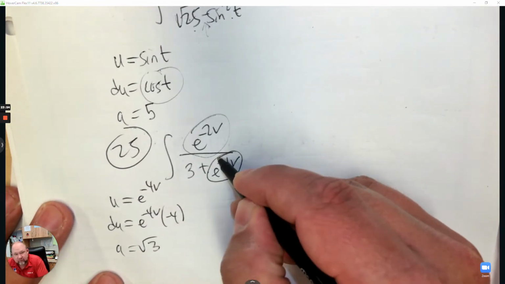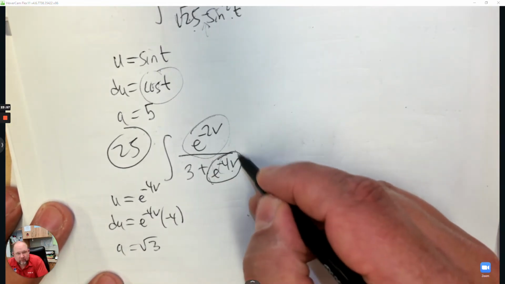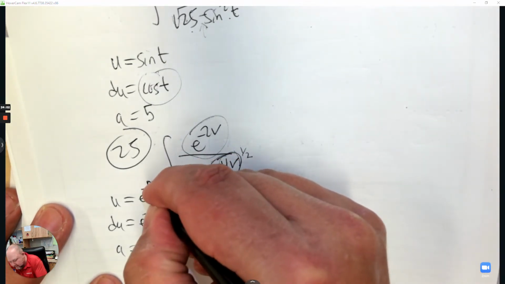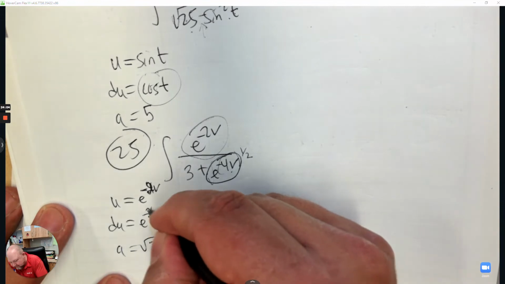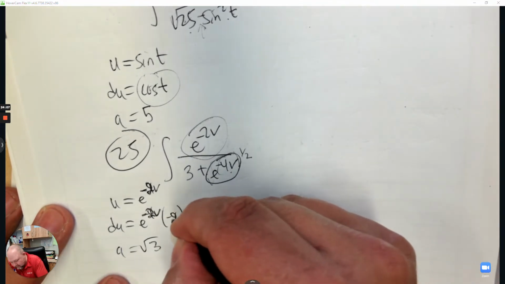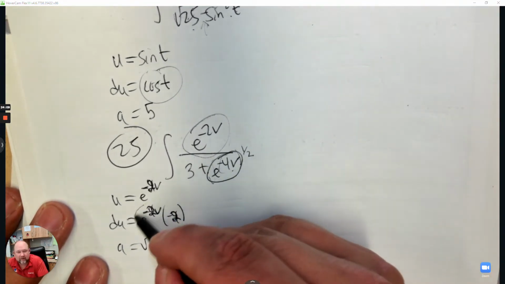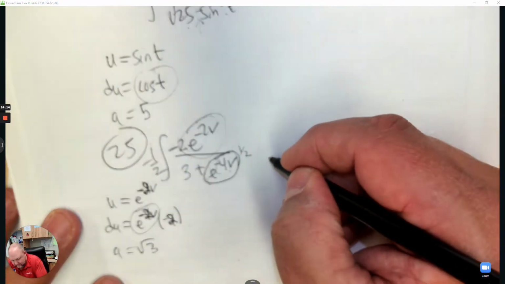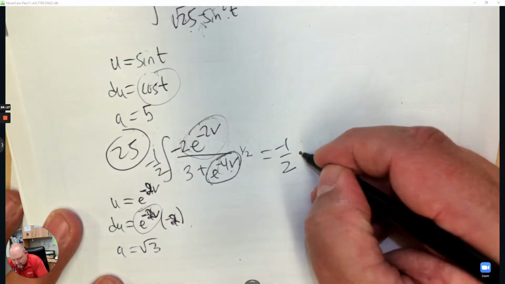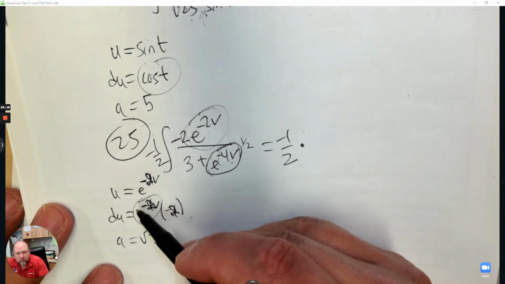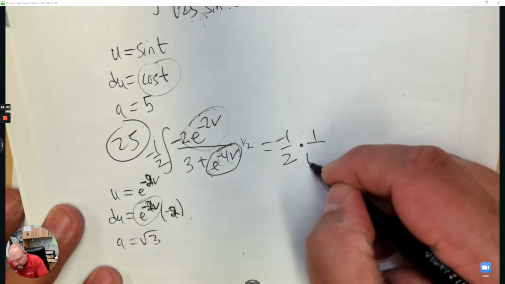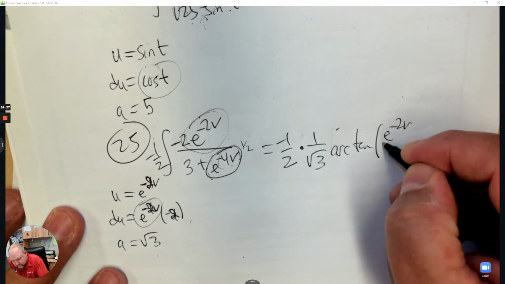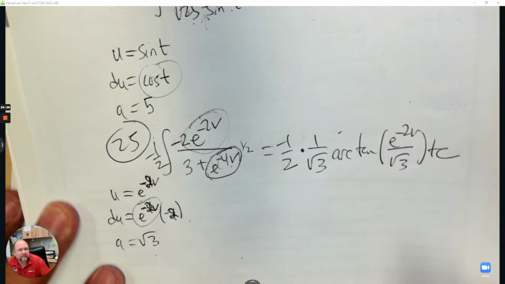So I need to take the square root of this. Square root means the same as the exponent 1/2. So when you combine it together, this is actually negative 2v. This is negative 2v. And the hook is negative 2. Well, now it definitely matches, but it needs a negative 2, which means I need a negative 1/2. So we're going to start with negative 1/2. And then I'm going to go 1 over a, and then arctan, and then u over a, plus c.